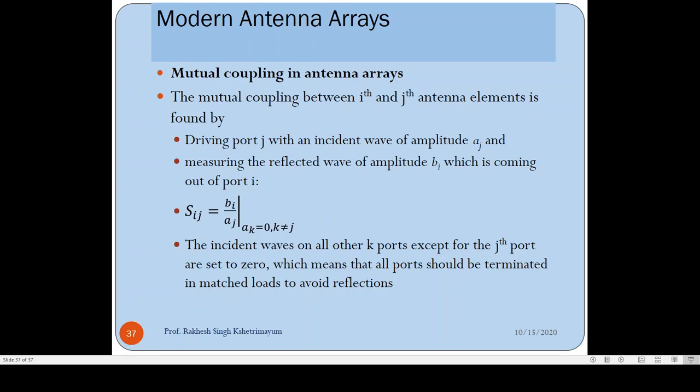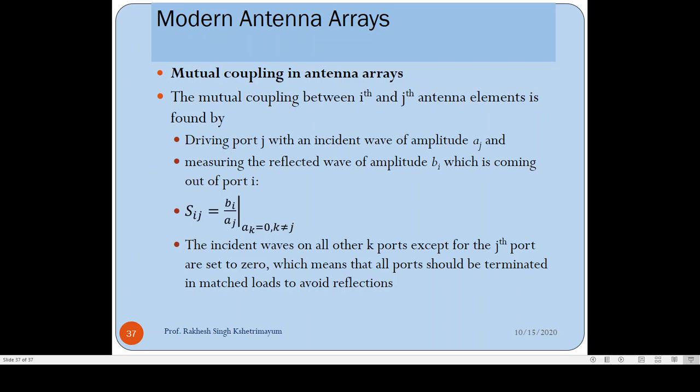Let's say the mutual coupling for the 2x2 MIMO antenna array, let's say I want to find the mutual coupling between antenna 1 and antenna 2, that will be S12. So in that case I can just excite either antenna 1 or antenna 2 and put a matched load on the other one and measure the scattering parameter.